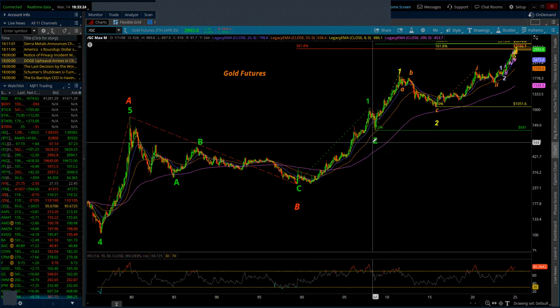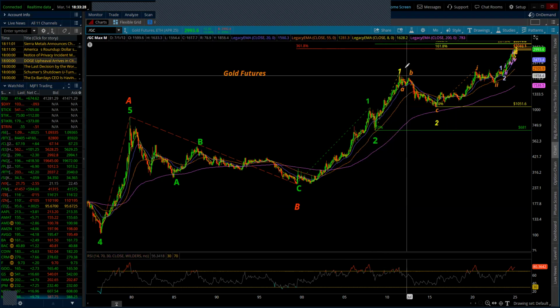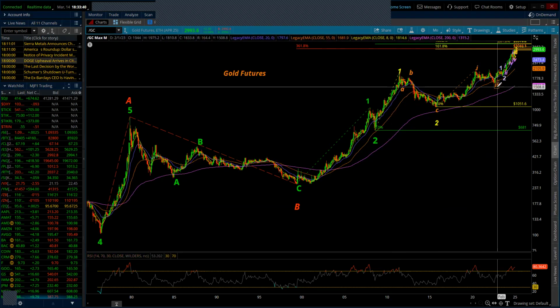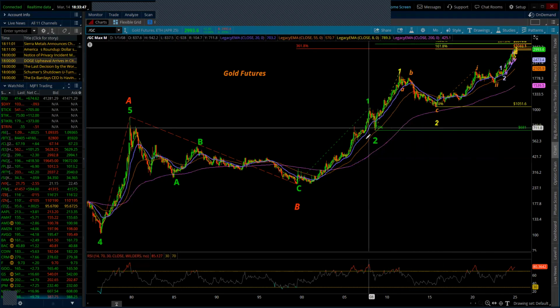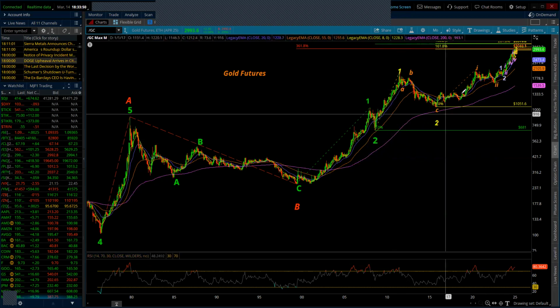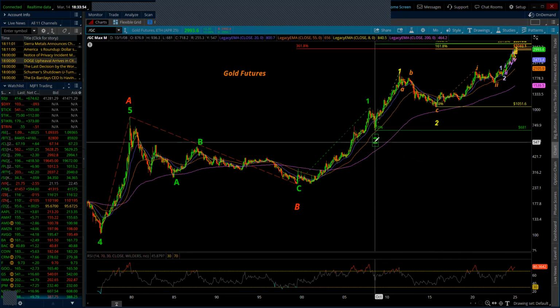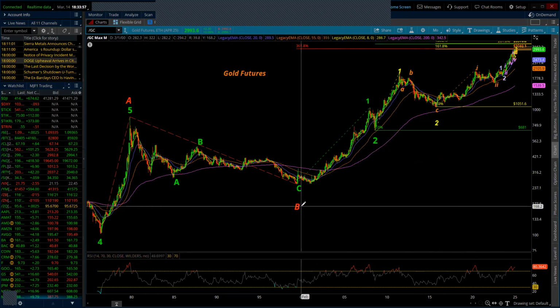We're inside primary wave 3, which will consist of 3 waves of intermediate degree, which we have 1 and 2. And inside intermediate wave 3, we're going to get 5 waves of minor degree, of which we have 1 and 2. So in essence, where we are right now is in minor wave 3 of intermediate wave 3 of primary wave 3 of cycle wave C.